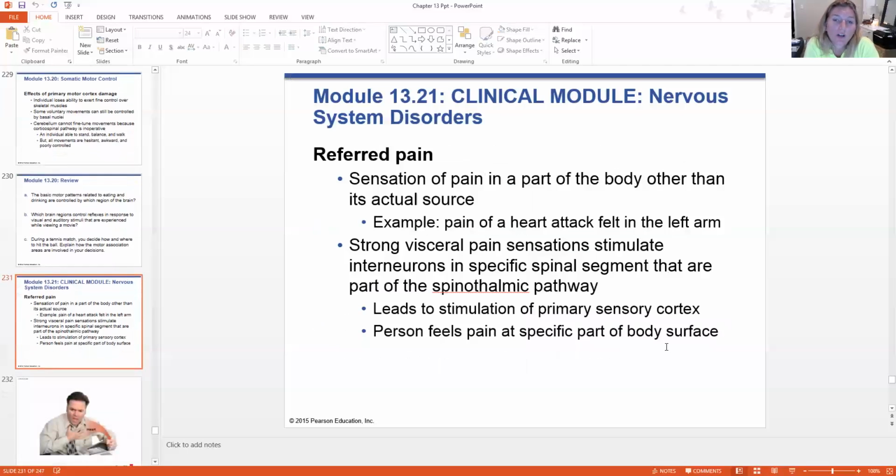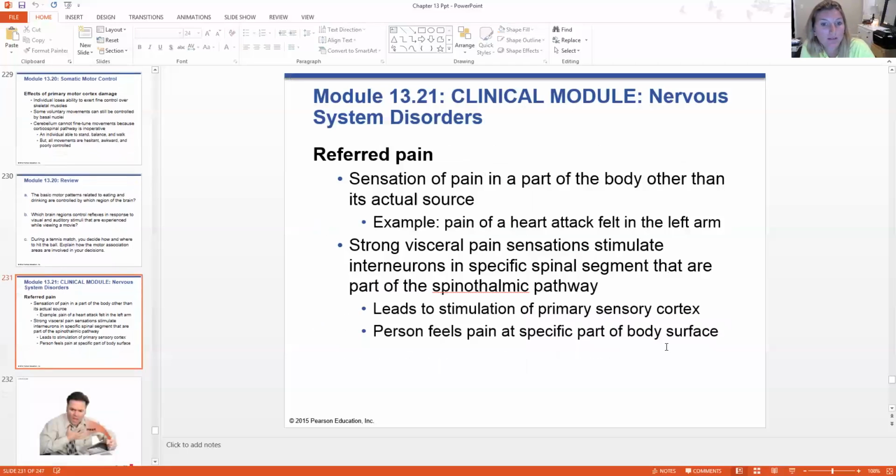Let's talk about some disorders. There's something called referred pain. This is a sensation of pain in the part of the body other than what is actually hurt or injured. So when you feel the pain of a heart attack, you're feeling it down your left arm, even though it's your heart that's actually in pain, right?